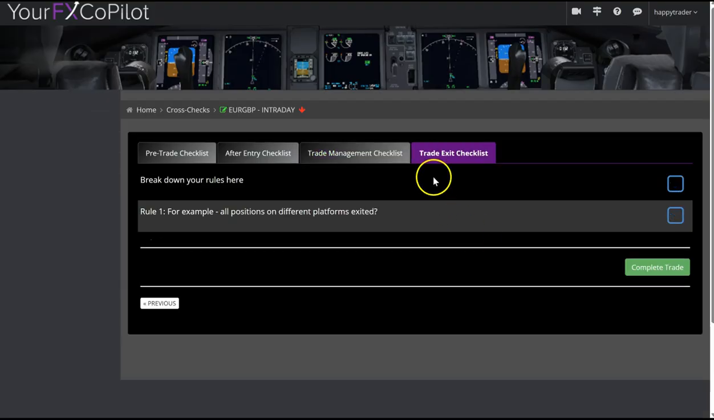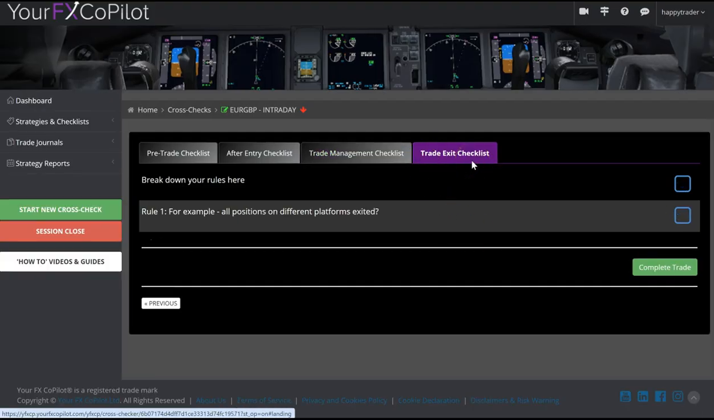Checklist, and we are now in the trade exit checklist. Needless to say, depending on your trading strategy and your trading time frame, there could be gaps between progressing through your checklists. It could be a few days, it could be a few hours, just depending on how you trade. However, whichever way, it's really easy just to resume a cross-check from your dashboard.